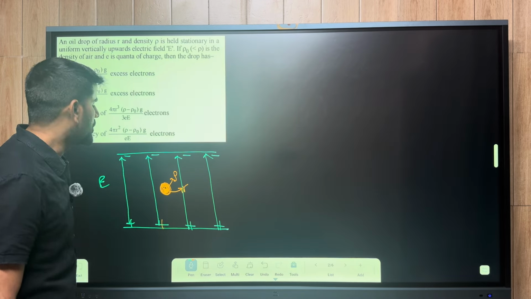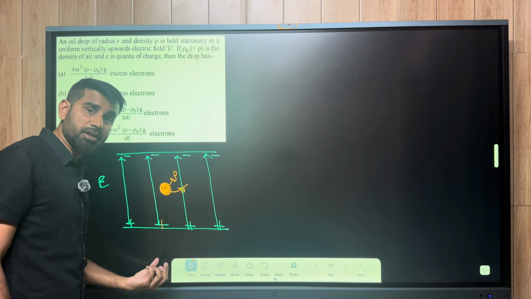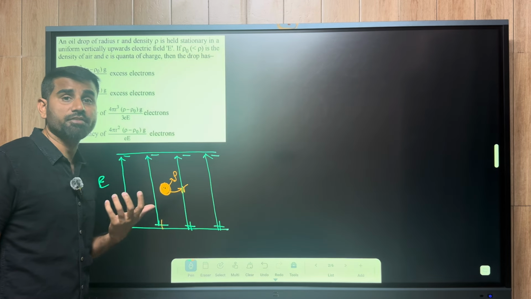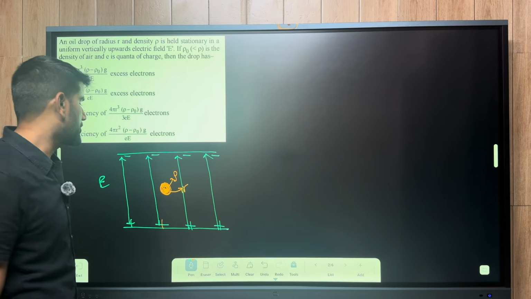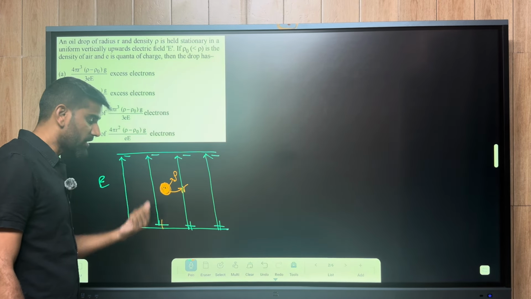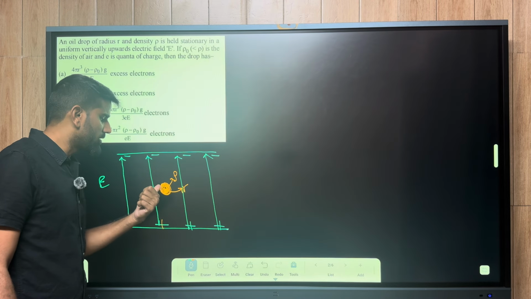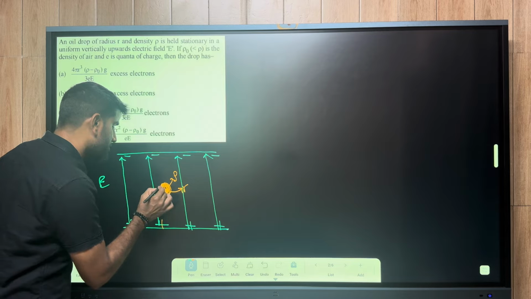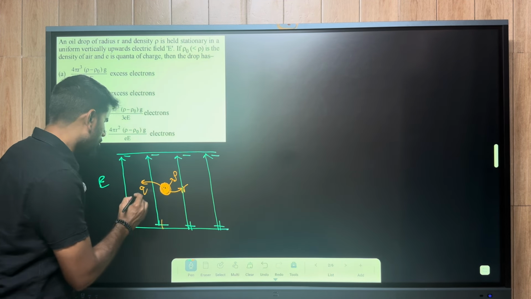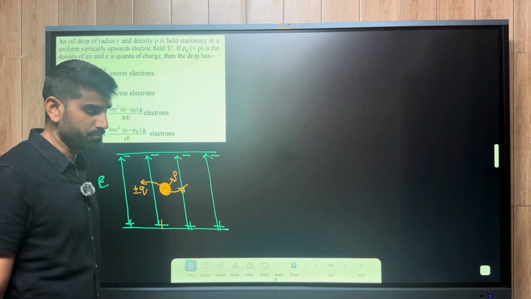Now as this object has a certain amount of mass, its weight is acting vertically downwards, one force which has been identified. The other force identified is buoyancy force. And the other force we are looking into is the electric field acting in the upward direction. If the drop has a certain amount of charge q, which may be either positive or negative, then there exists an electric force also.